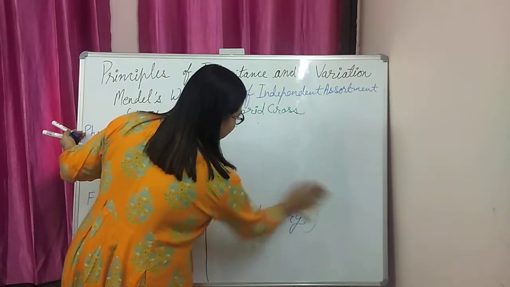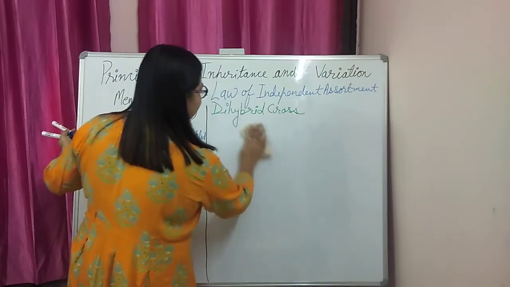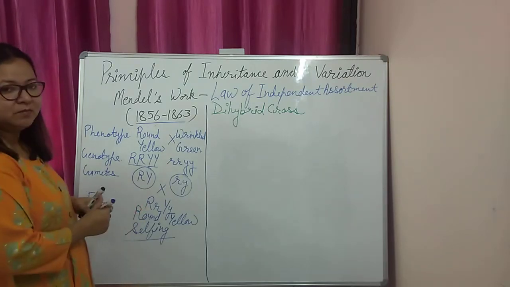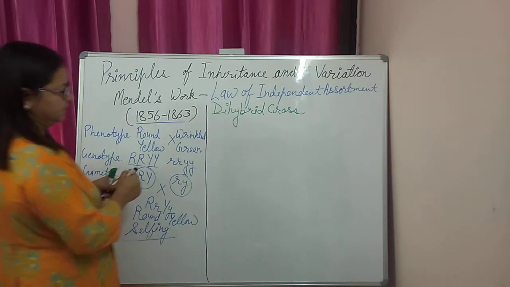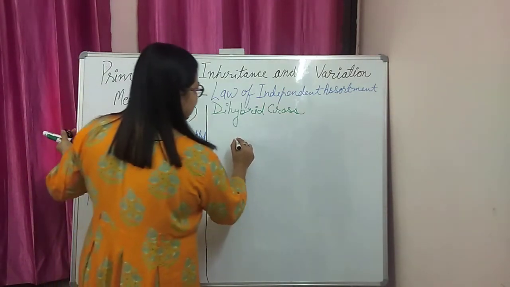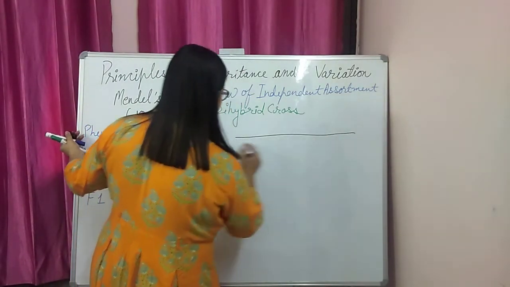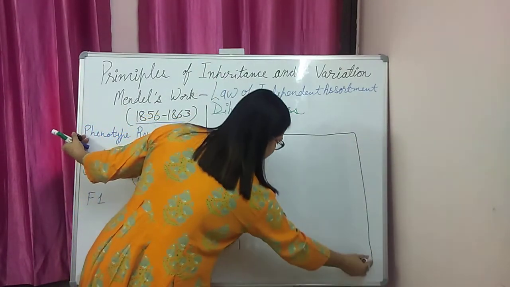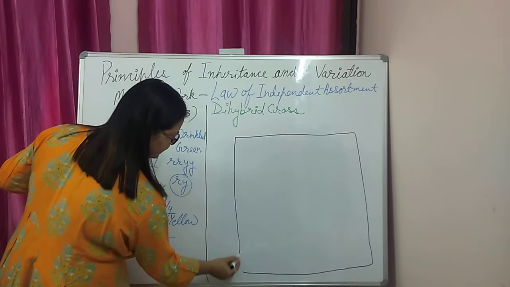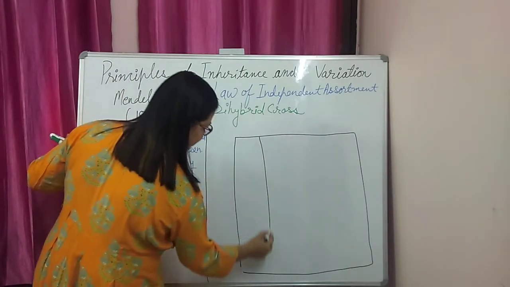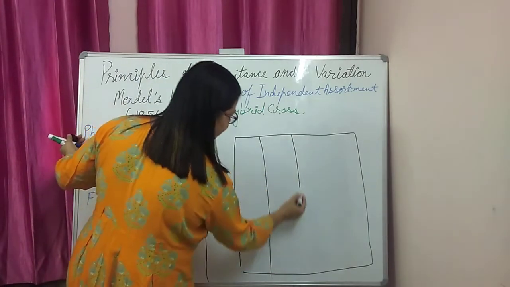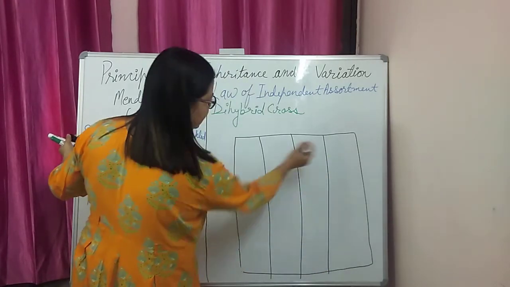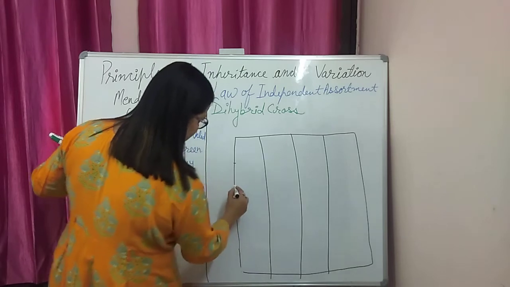So, how can we draw the F2 generation? What will be the F2 generation? We can use the Punnett square for that. So, four gametes we have to show, so a big Punnett square is needed to draw here. Again here four, here also we need four.